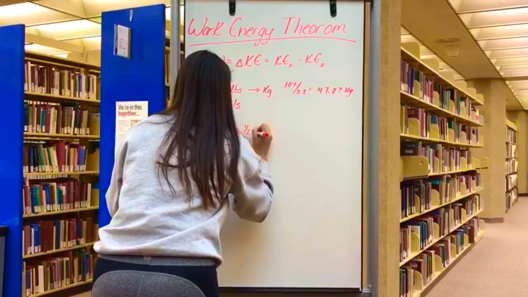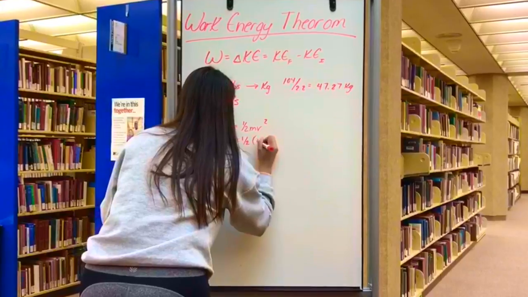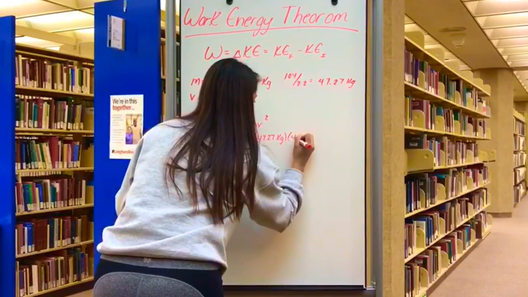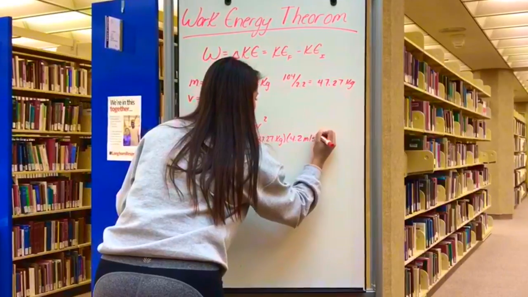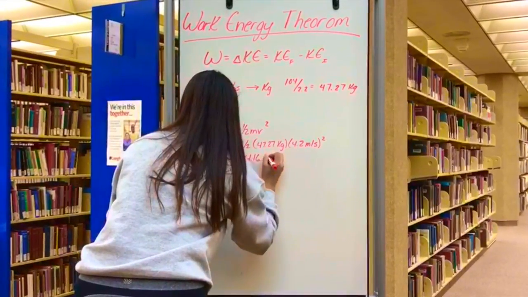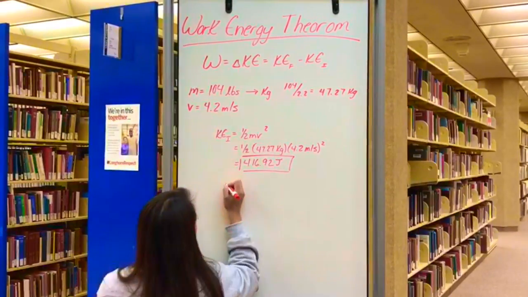Since Simone is no longer moving and her velocity becomes zero, the final kinetic energy that is generated equals zero. We can now plug these two values back into the work energy equation, and since we are finding the change in kinetic energy, we'll use the absolute value to give us a total of 416.92 joules.